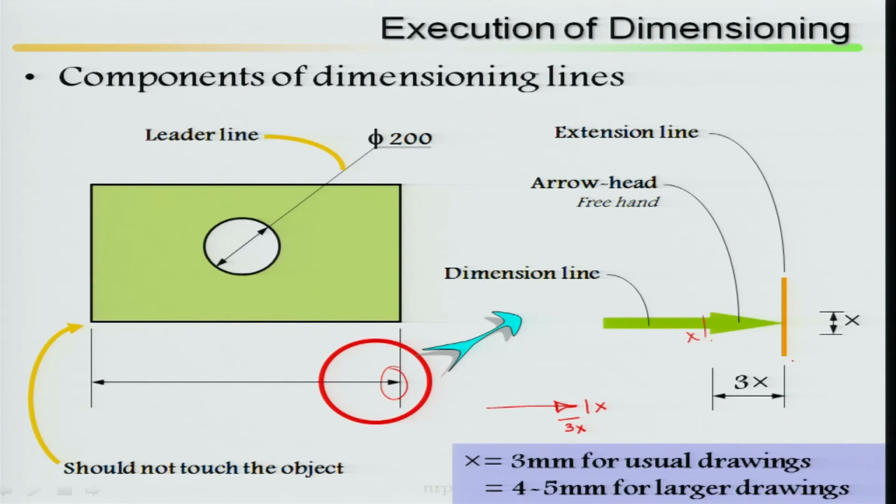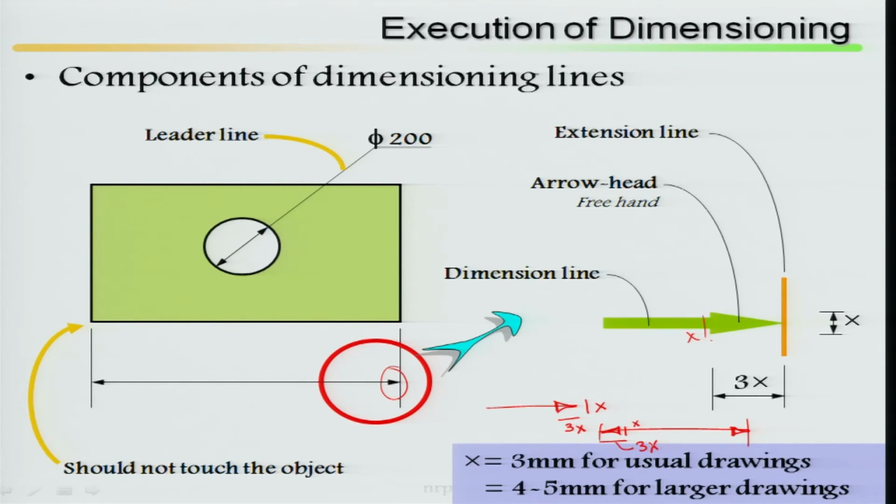This is your extension line, this is your arrowhead. By freehand I have shown how I have drawn it. Suppose this is my dimension, then this is how I have drawn it by means of freehand. See this side by means of freehand. Here is approximately x and from here to here is approximately 3x.